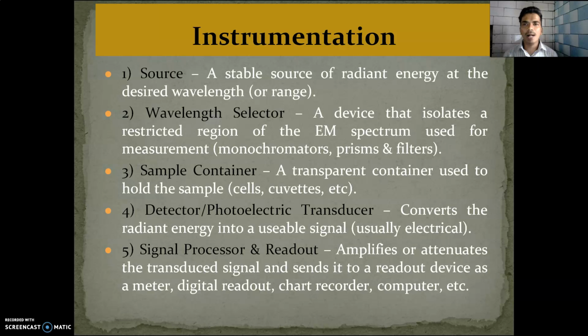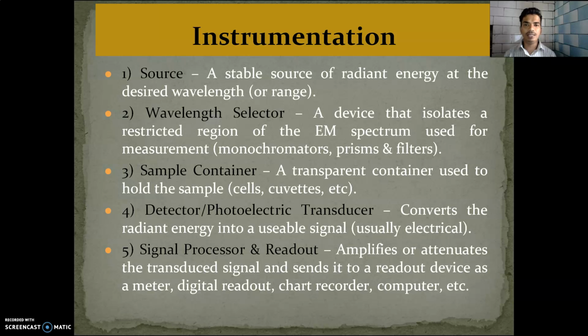Then, what are the components of instrumentation? First is the source, a stable source of radiation energy at the desired wavelength, used for a particular range. Then the wavelength selector, a device that isolates or restricts the region of the electromagnetic spectrum used for the measurement, that is the monochromator, prism and filter. So we select a specific wavelength for the analysis of a specific type of component in this way.